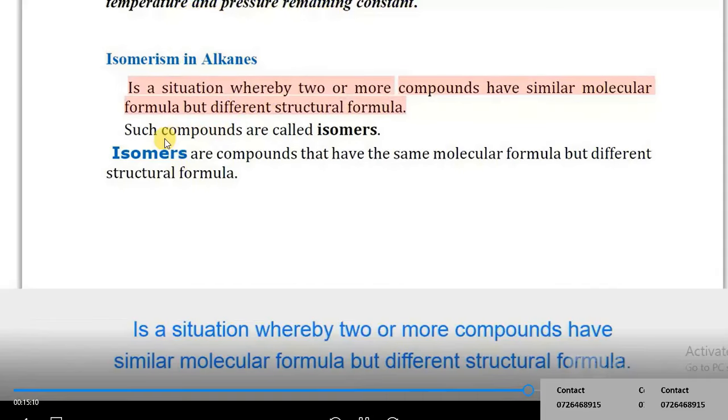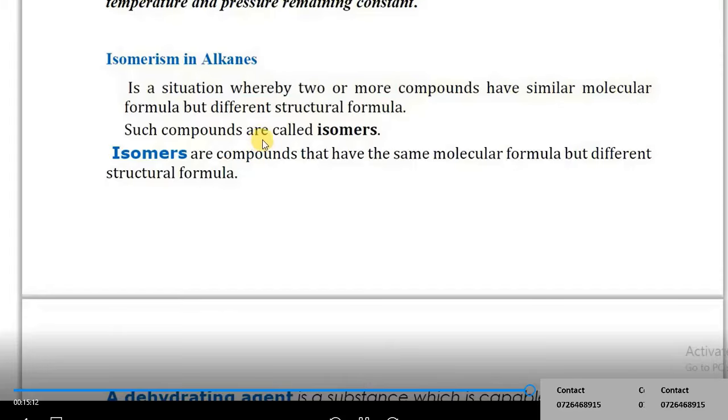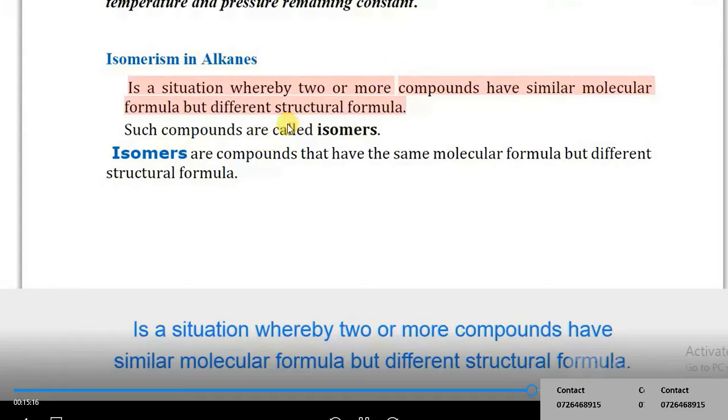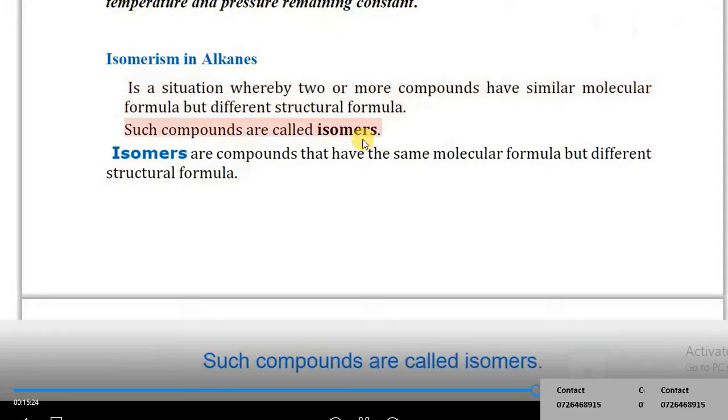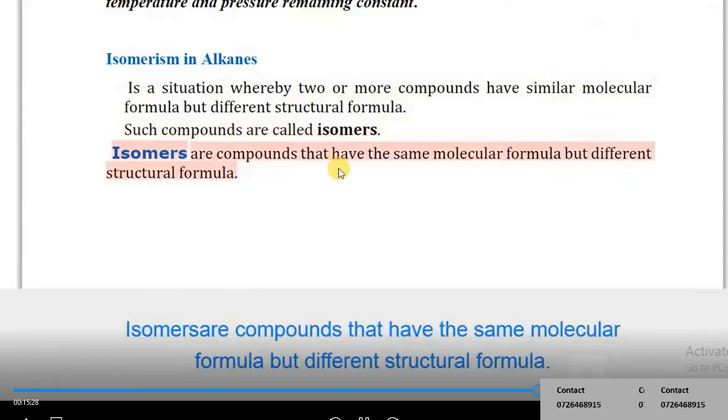Isomerism is a situation whereby two or more compounds have similar molecular formula but a different structural formula. That one is called isomerism. Such compounds are said to be isomers. So isomers are compounds that have the same molecular formula but a different structural formula.